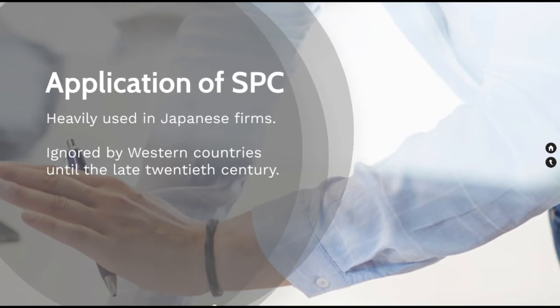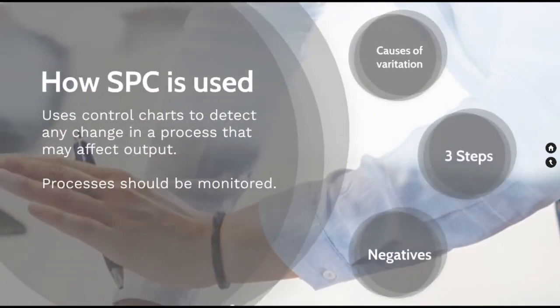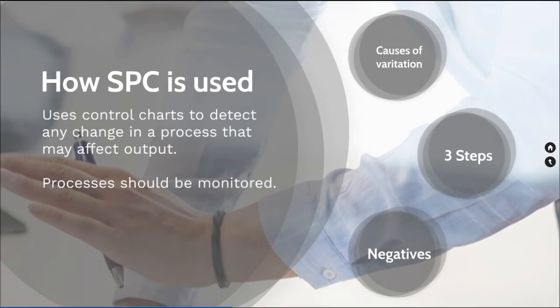the late 20th century. The process also uses control charts in order to detect any change at all in a process that may affect whatever output a firm is attempting to perfectly produce. All processes should be monitored in case of deterioration or variation in the quality of the production process. Just because products are made under the same conditions by the same machine or by the same person does not mean that all the output will be identical and will often vary in a range of different aspects.